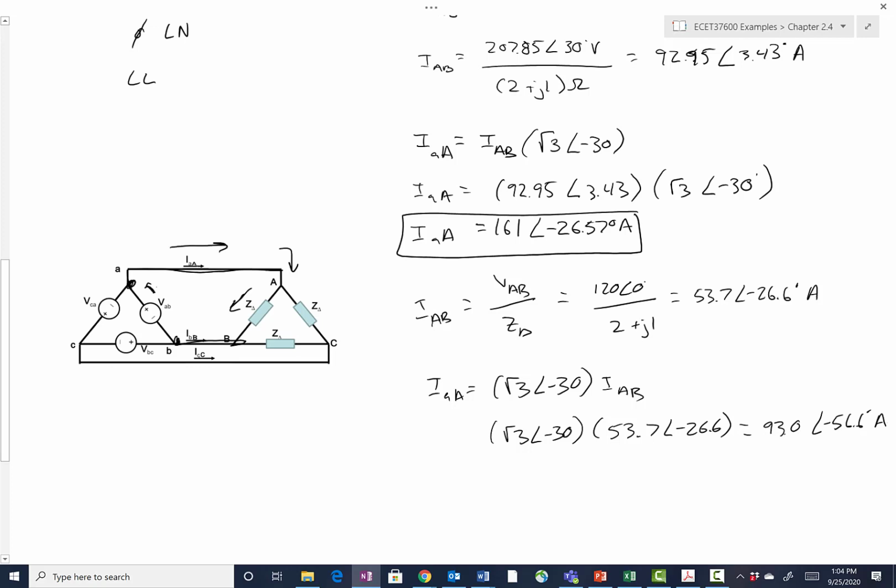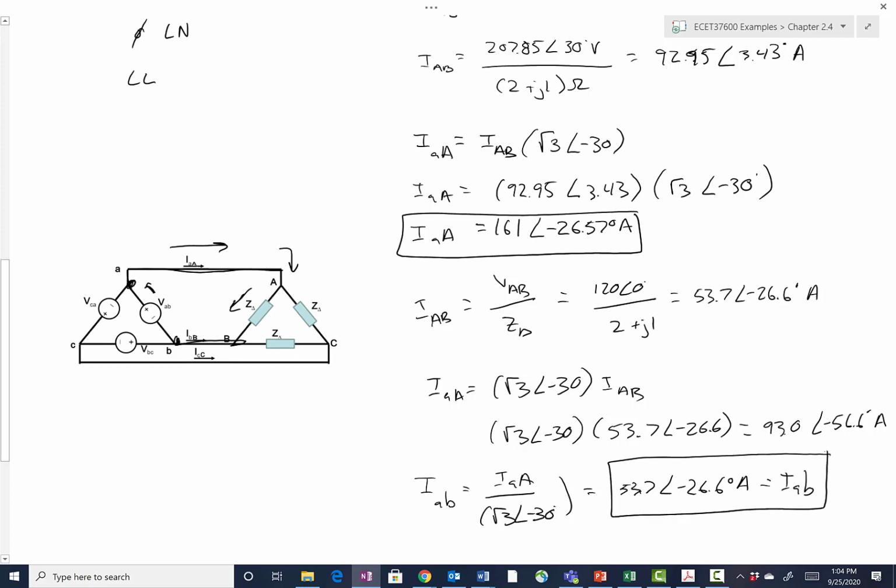Now we need to know that current there, and we need to go the opposite way. IAB is equal to IAA over root 3 angle negative 30 degrees, because we're going from a line to a phase quantity, so we need to divide by root 3 angle negative 30. You can see all that does is undo the step we just did. So that puts us back at 53.7 at an angle of negative 26.6 degrees amps equals IAB. Okay, so that's part C.